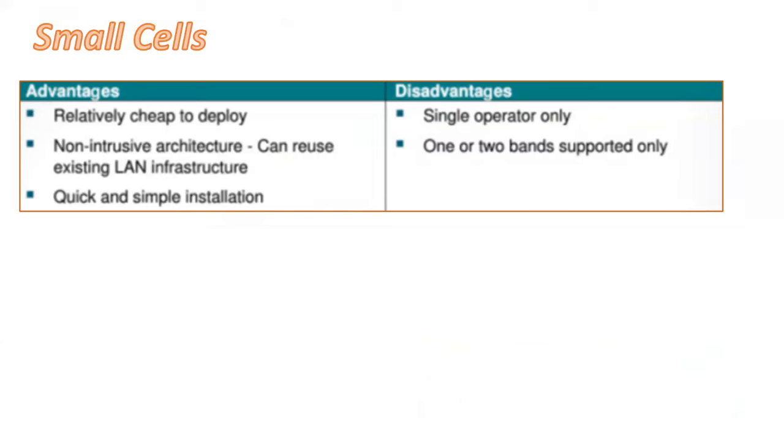Every small cell is basically a cell on its own. It is a complete base station plus the antenna in one box. So if I write here, first of all, it has base station plus antenna in one box, right?